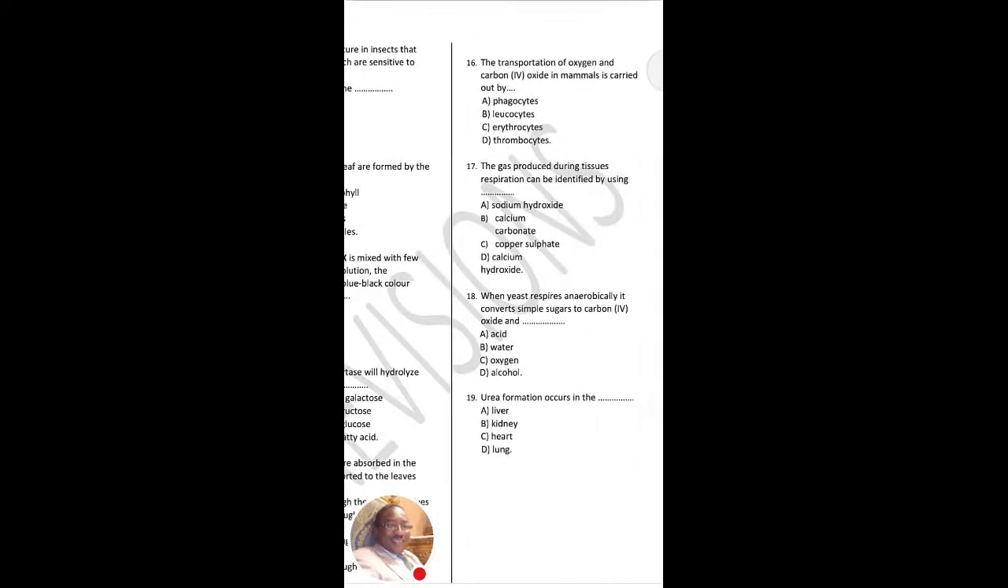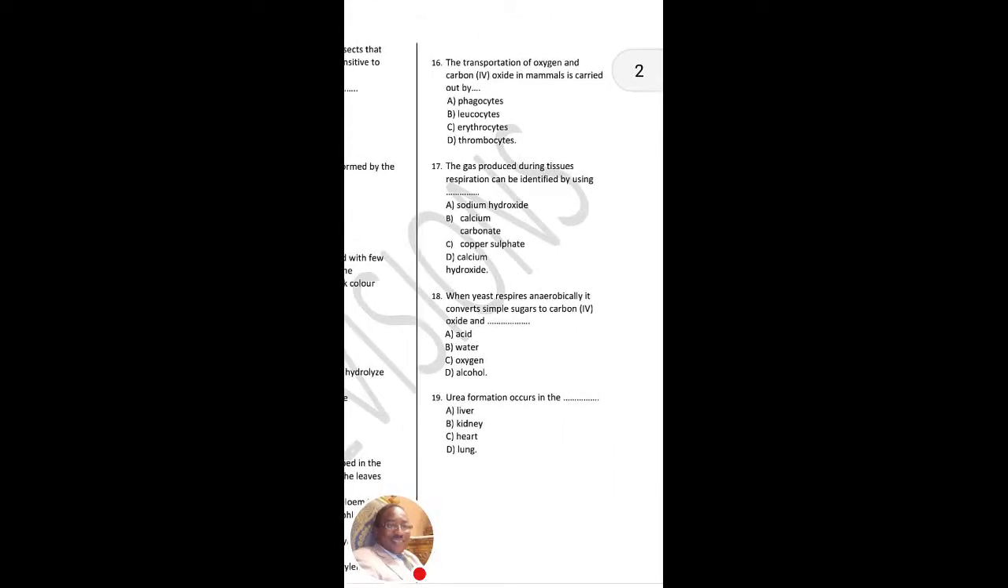Then number 16. The transportation of oxygen and carbon dioxide in mammals is carried out by: A. Phagocyte, B. Leukocyte, C. Erythrocyte, D. Thrombocyte. The answer definitely is erythrocyte, another name for red blood cell. Red blood cells are the ones that bind with oxygen and carbon dioxide and transport it to all parts of the body using that iron pigment called hemoglobin.